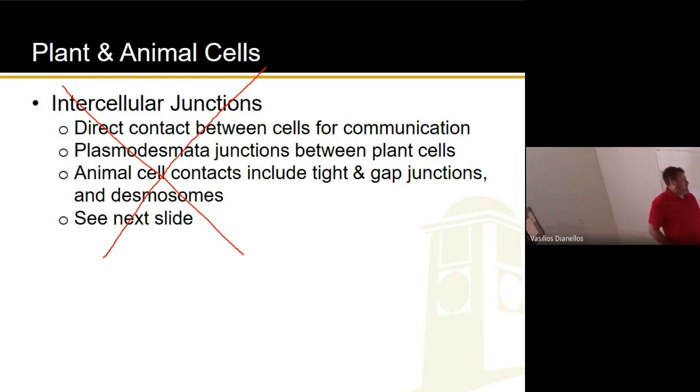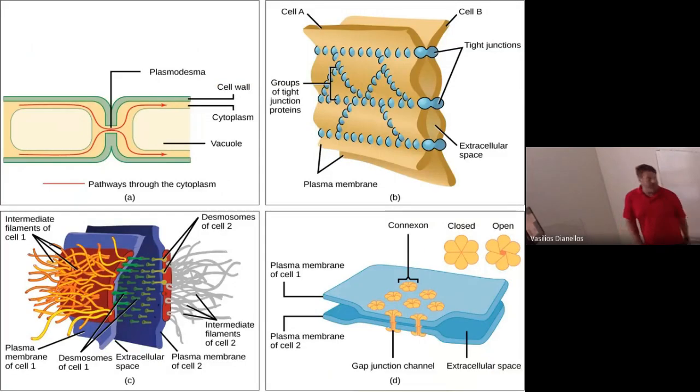Animal cells include tight and gap junctions and desmosomes. These are, again, things I'm not going to ask you about, but I'm teaching out of the textbook. Are there any questions about this before I show you a picture of all the stuff I was talking about? All right, here's a picture.